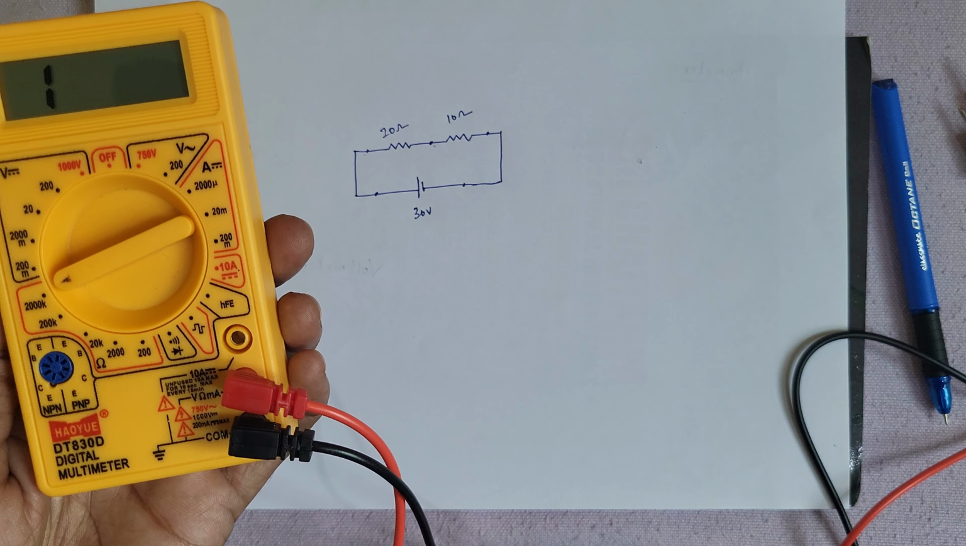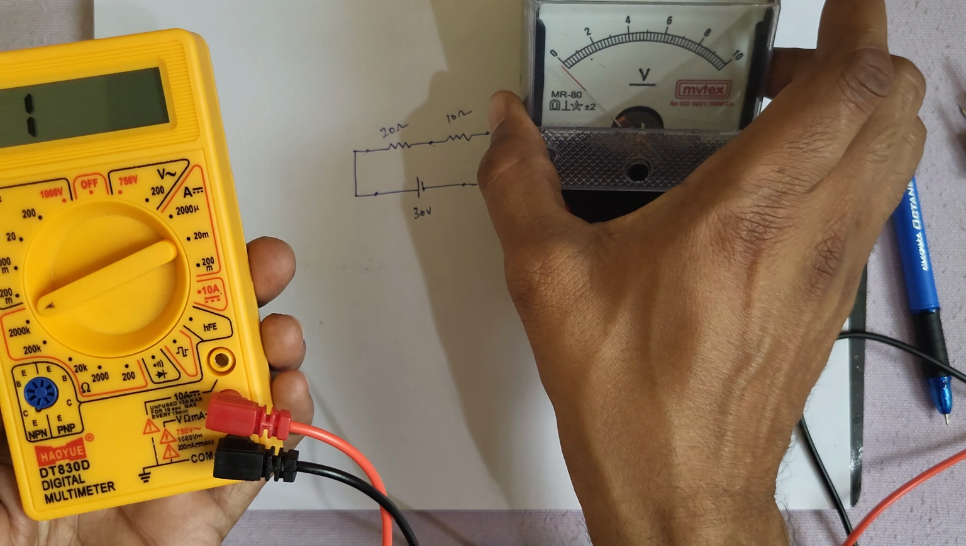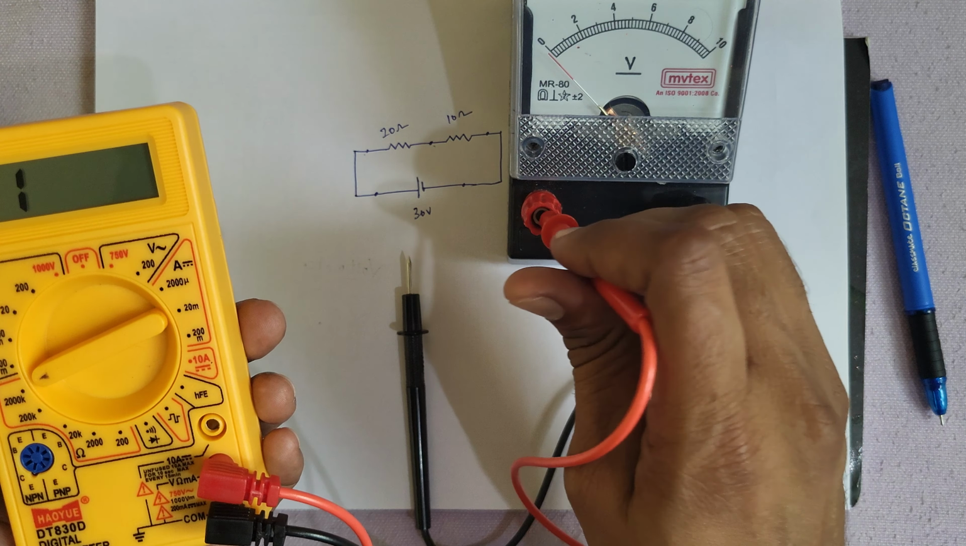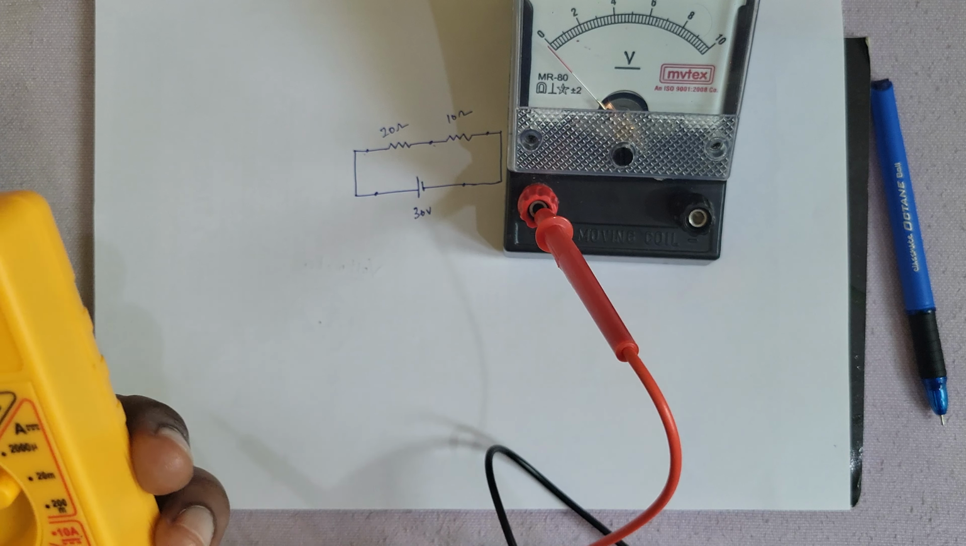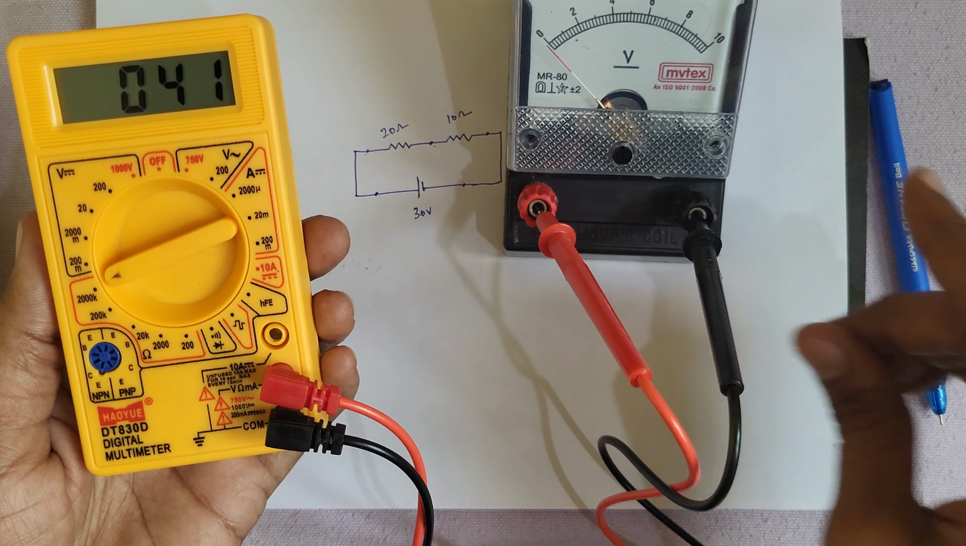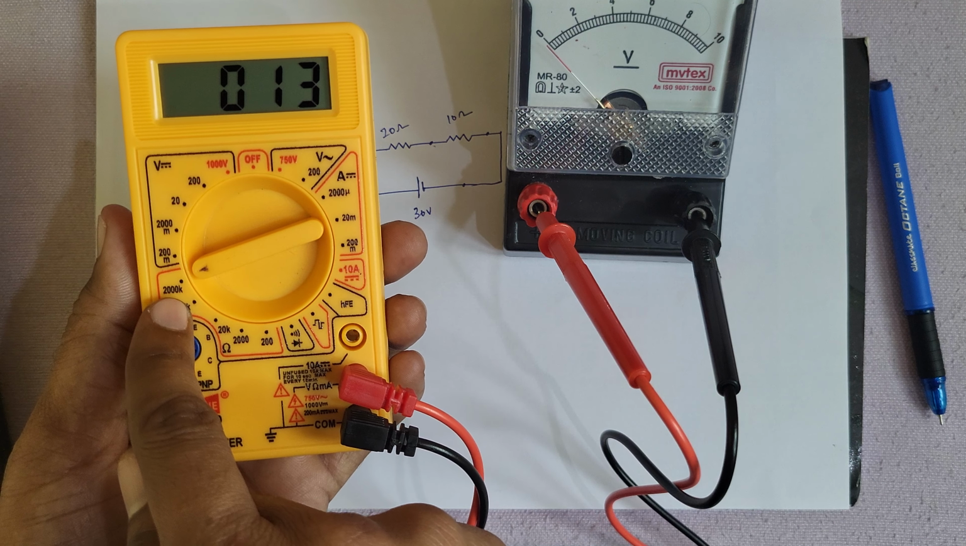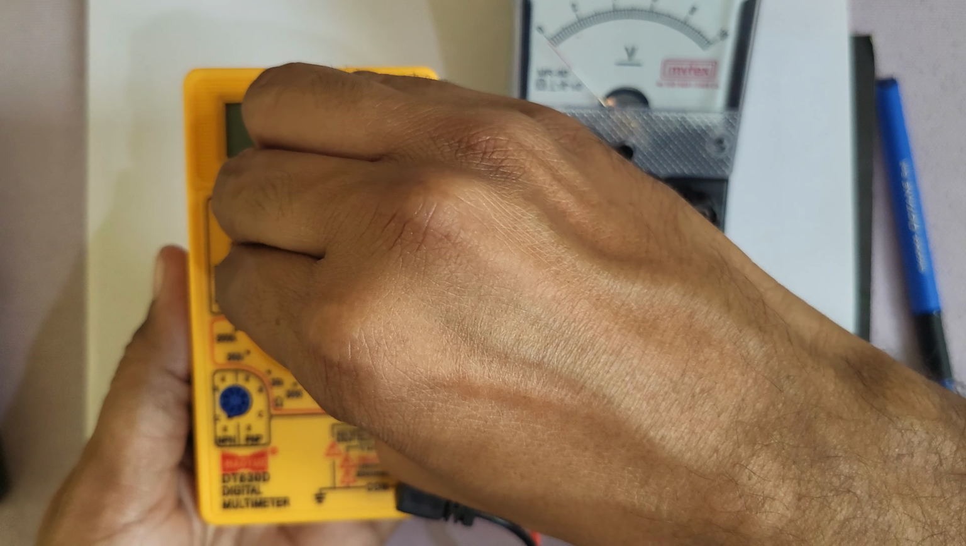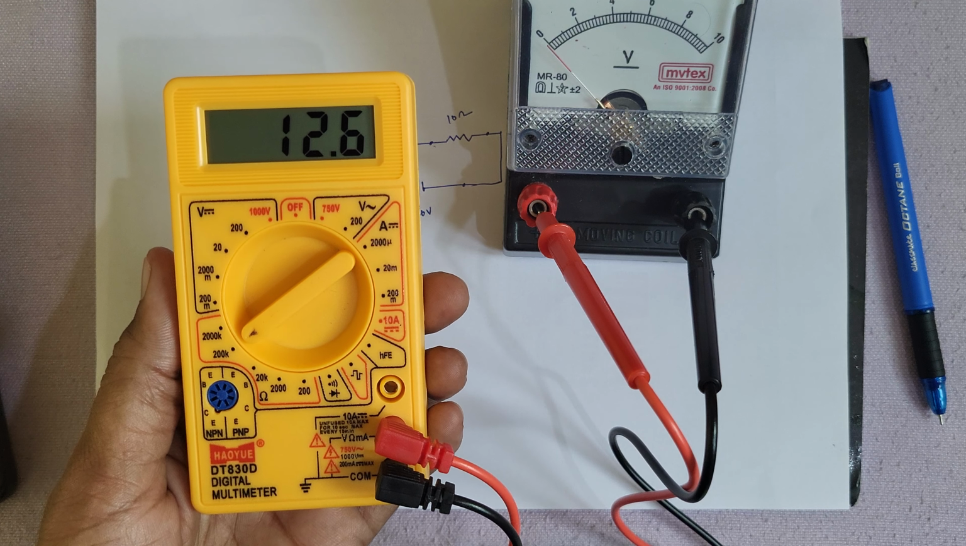In the last video, we found out the resistance of voltmeter and ammeter, correct? Let us find the resistance of voltmeter now. Positive I gave to positive, negative I gave to negative. See, I kept it at 2000. It is showing 13 around. I'll keep it at 200 kilo. It is again showing 12.6.